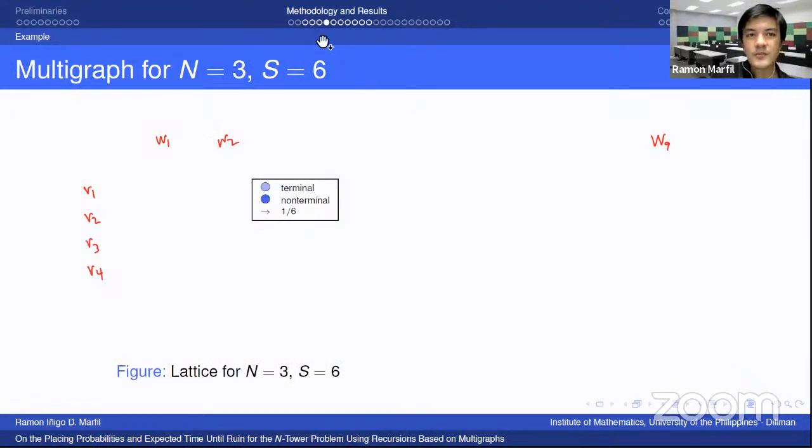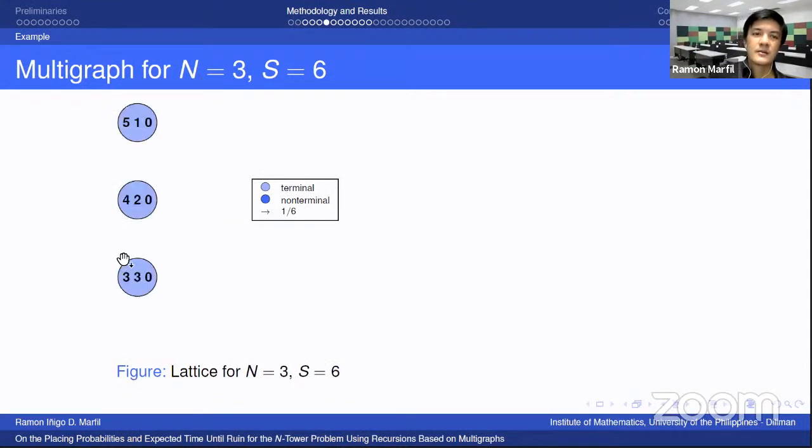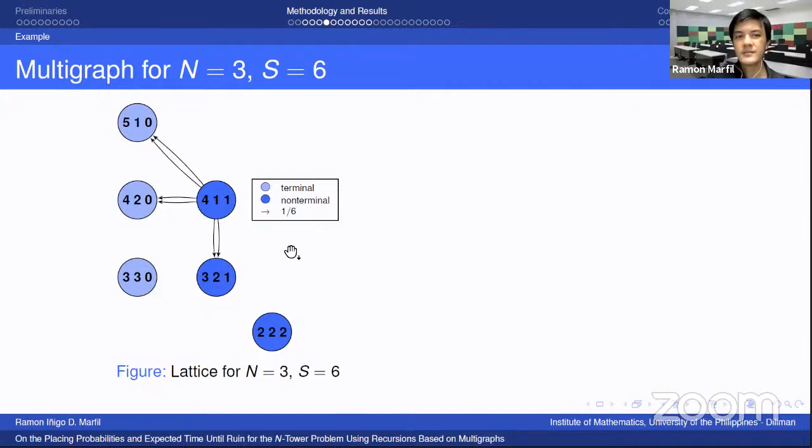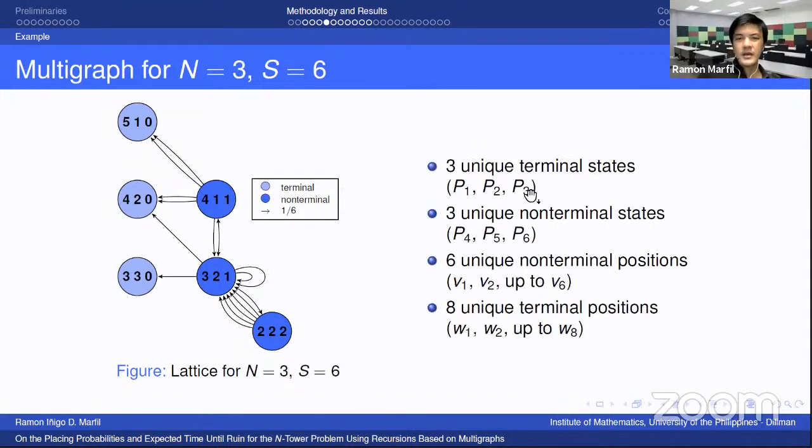So, doing the same, constructing the multigraph for n equal to 3 and S equal to 6. So these are our non-terminal states. These are our terminal states, rather. These are our non-terminal states. Construct the edges using the same rules as before. This is what we get for the transitions. And we have these numbers.